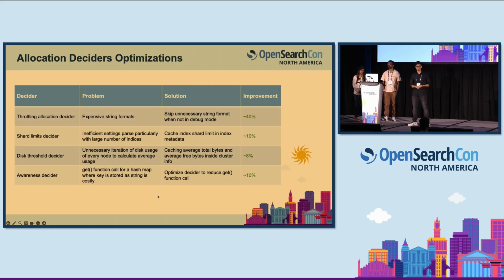Awareness decider. There were multiple get function calls for a hash map where the key is stored as a string. Every single time, for fetching the same info, it was doing the same calls multiple times. It was again not needed. We tried to optimize that. We cut short those calls and cached them in the decider itself so that the unnecessary usage of get calls reduces. This gave us 10% improvement.